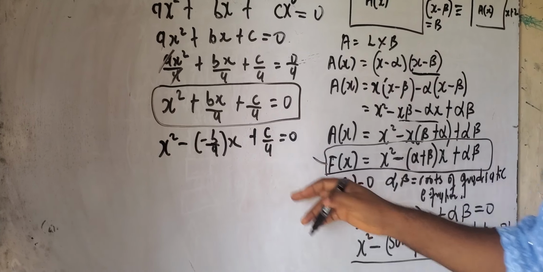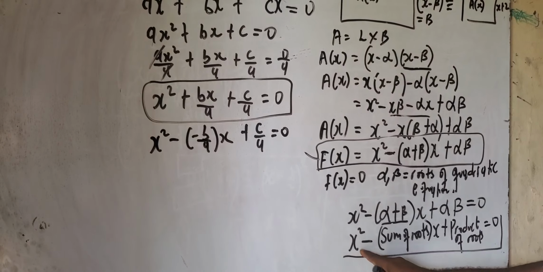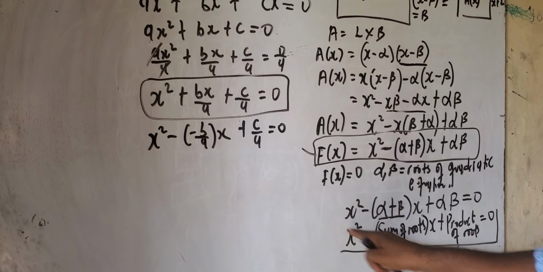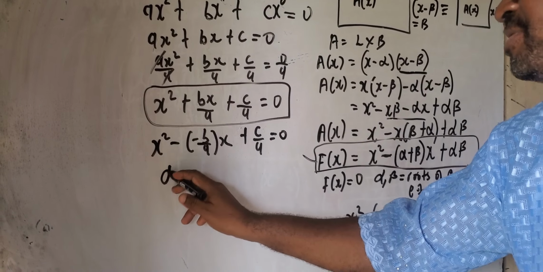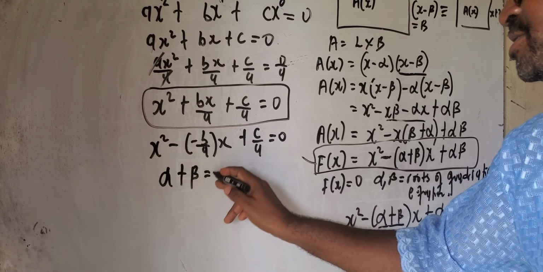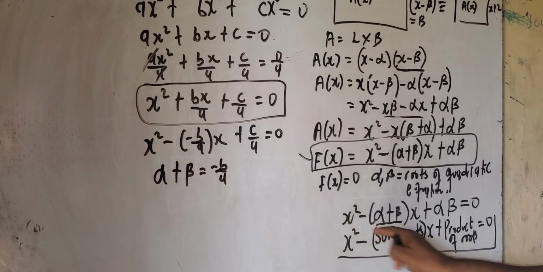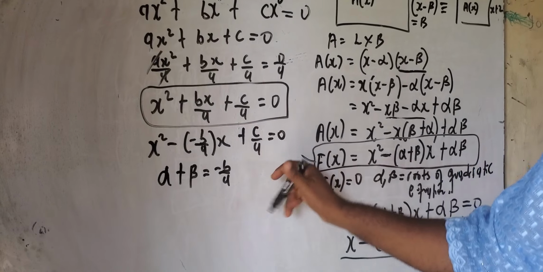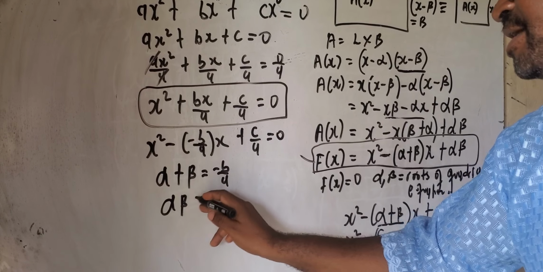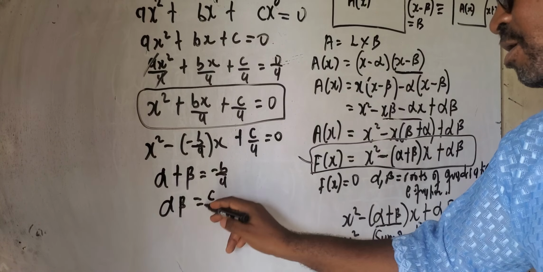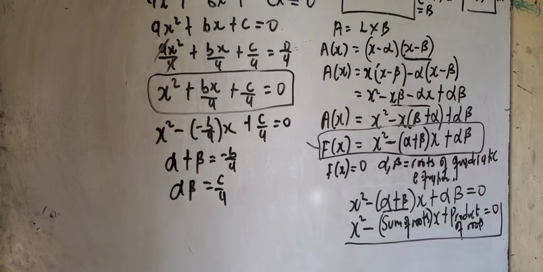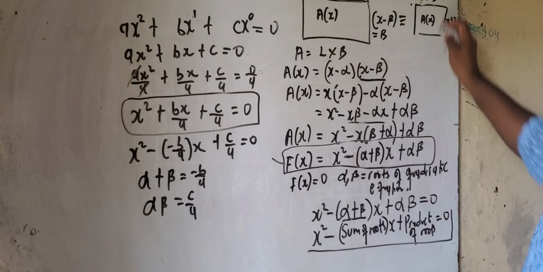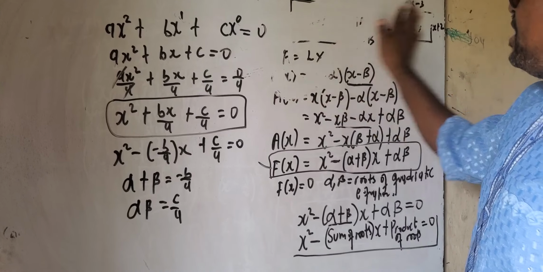Now in this case, if I compare, x squared goes with x squared, minus goes with minus, alpha plus beta, you can see. So that means alpha plus beta is equal to minus b all over a. Then alpha beta goes with c. So alpha beta is equal to c all over a. You can see now. So now let's quickly solve a problem.